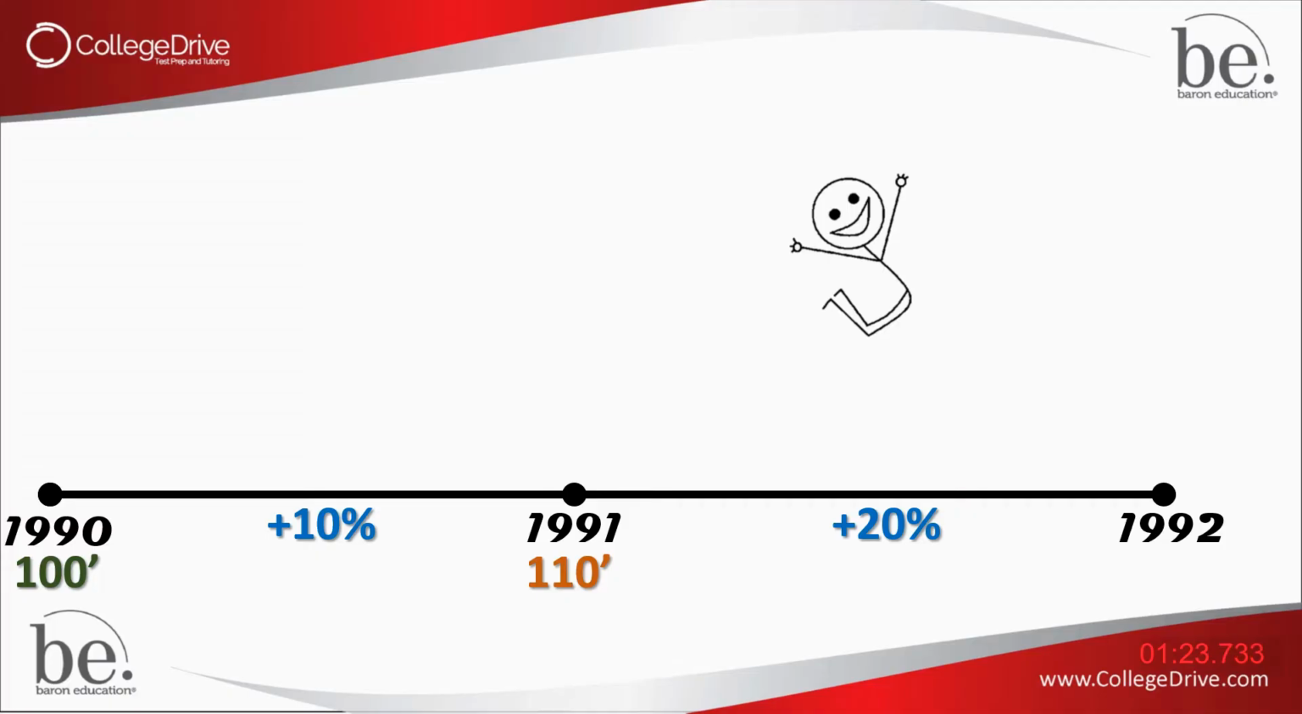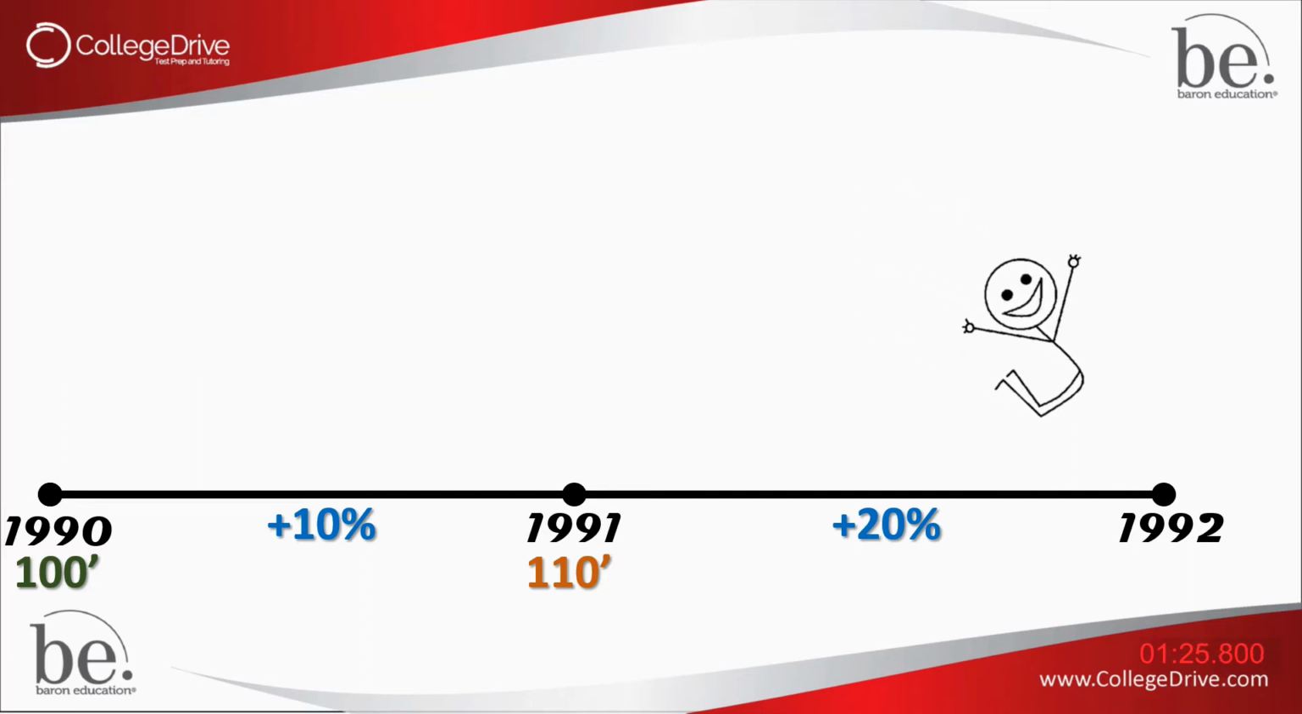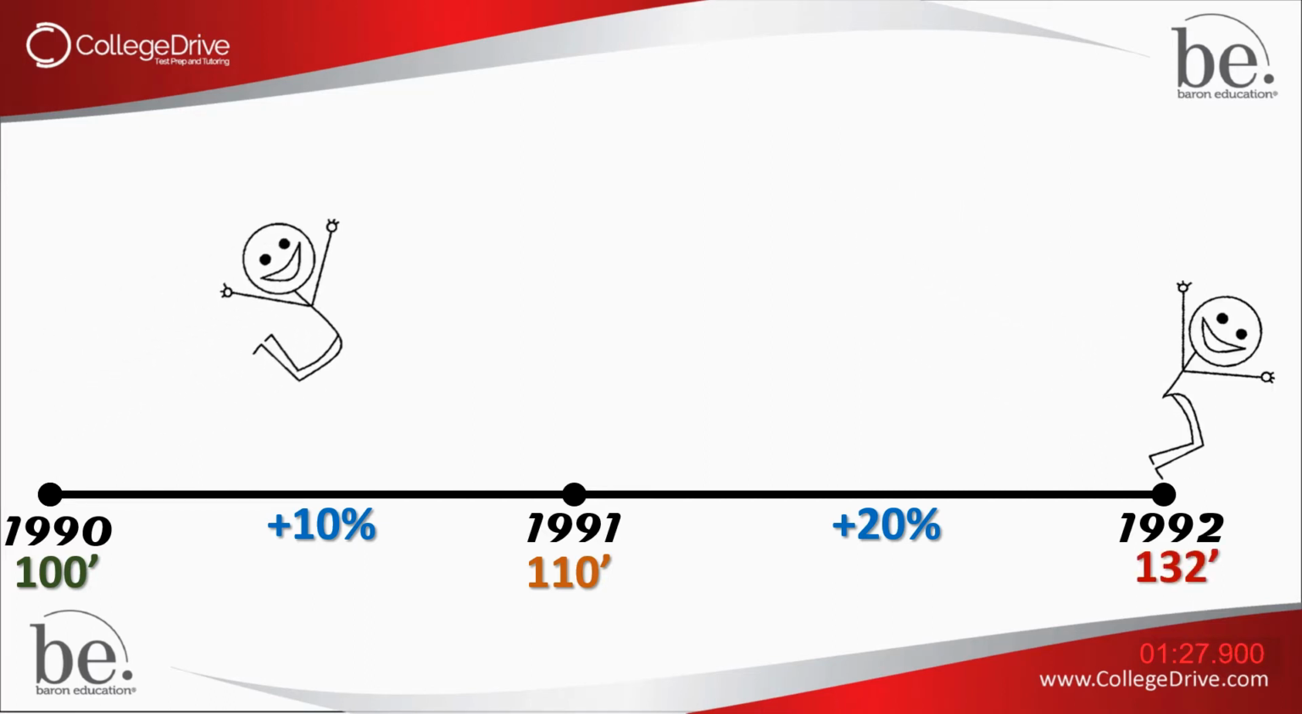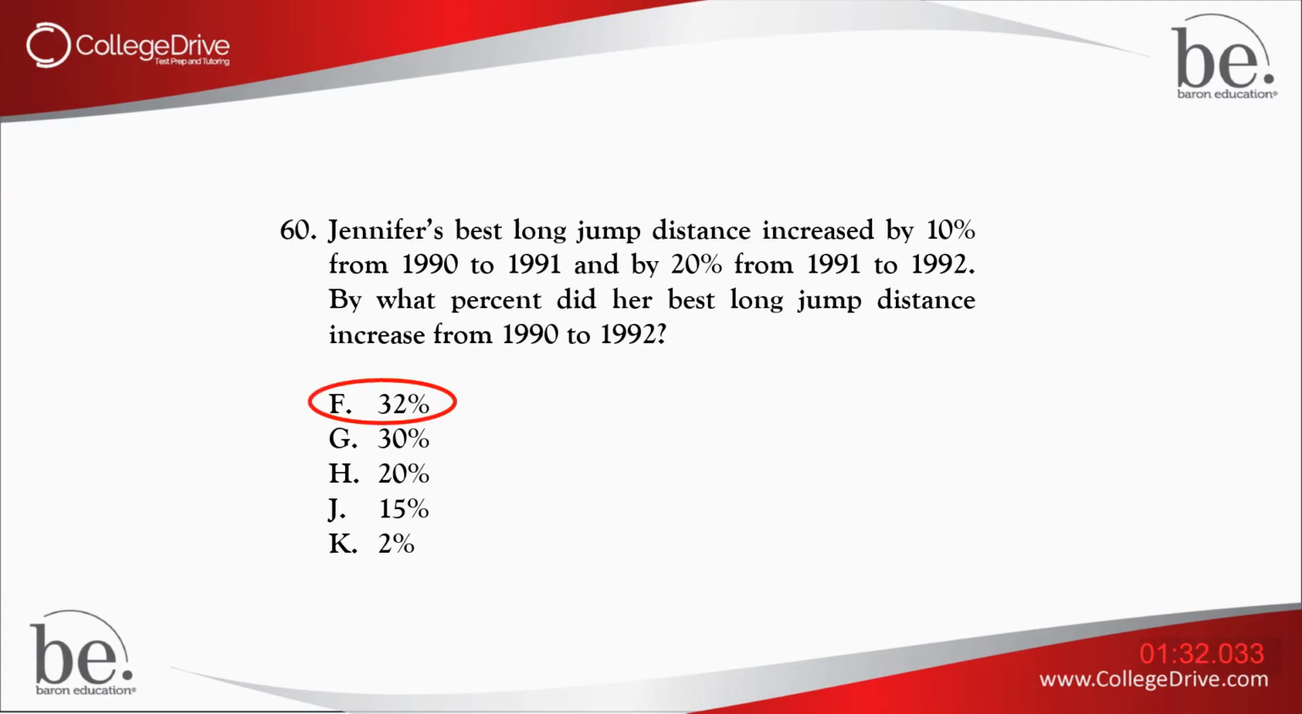So she's going to increase 20% of 110, or 20% times 110, which means an additional 22. So she's going to go from 100 to 110, but then from 110 to 132. We know that the correct answer is F, 32%, and that's how we solve percentage problems.